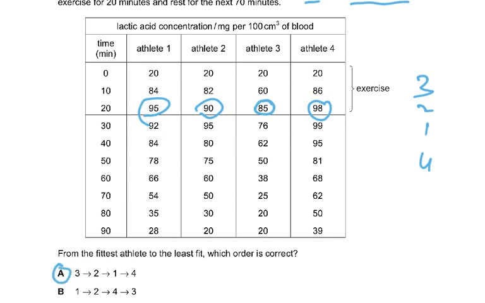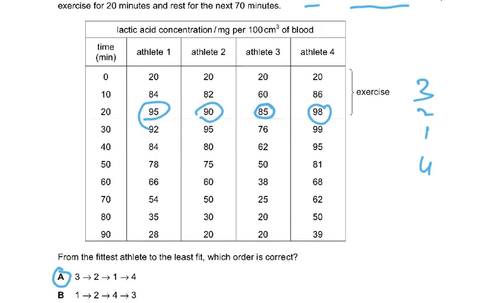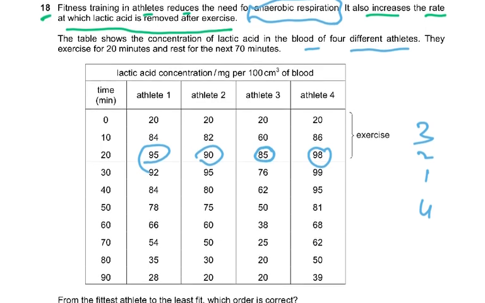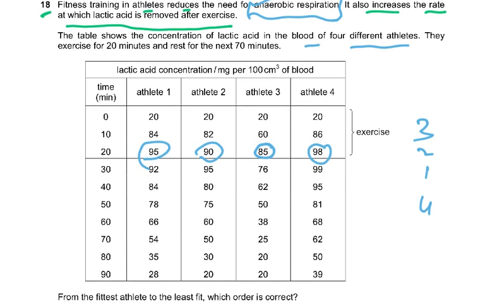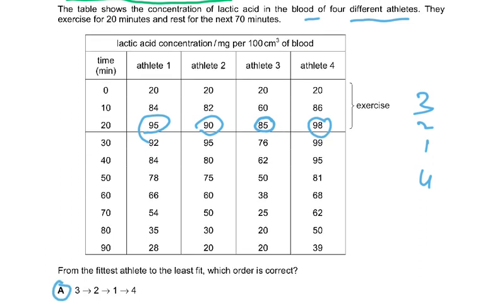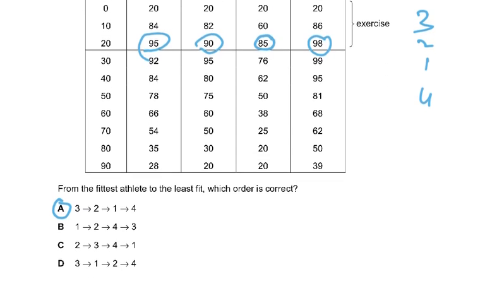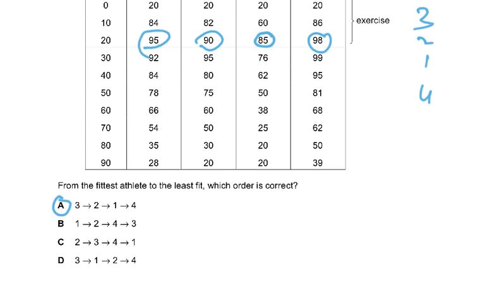Answer is A. How did I figure this out? I figured it out because it said it reduces the need for anaerobic respiration. So if there is less anaerobic respiration, that means there is less lactic acid. So the fittest athlete is the one who has less lactic acid. Fitness training in athletes reduces the need for anaerobic respiration. So the question asks, from the fittest to the least fit, which order is correct? And this is how I figured this out.